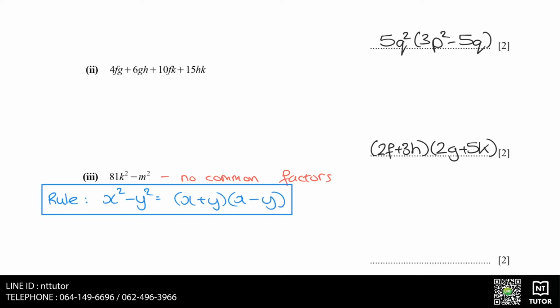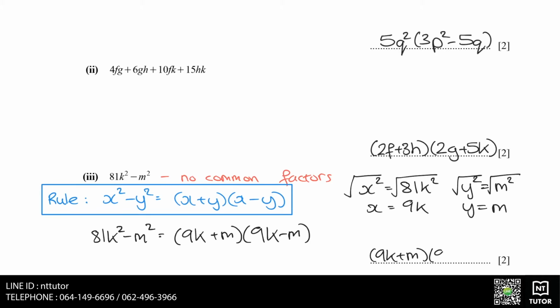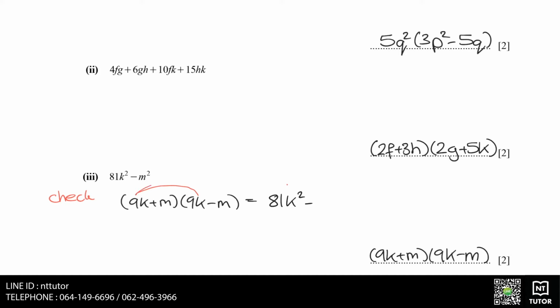So in this case, if our x² is equal to 81k², then our x is equal to 9k. And if our y² is equal to m², then our y is equal to m, and we can use this rule where our x equals 9k and our y equals m, so we can factorize this into (9k + m) multiplied by (9k - m). Again, we can check our answers by expanding the brackets and seeing if we get what we started with.